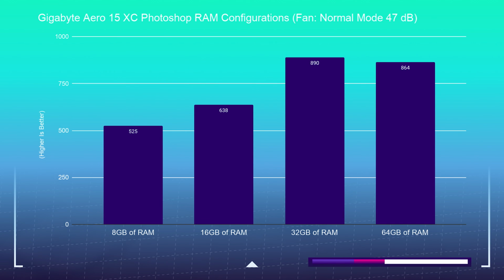Now, considering how much RAM you should get for this laptop, you definitely hit the sweet spot at 32 gigs of RAM. I upgraded this laptop to 64 gigs of RAM recently and found that I actually dropped points in Photoshop when I put in more RAM. So this laptop with 32 gigs of RAM running on normal fan mode will be the best performance you can get inside of Photoshop. This laptop not only has great performance, but also runs cool and quiet.